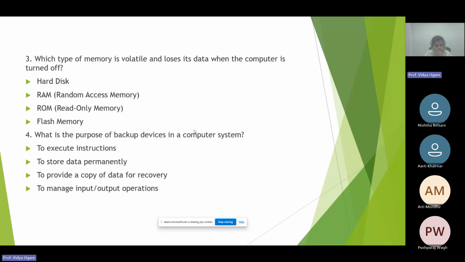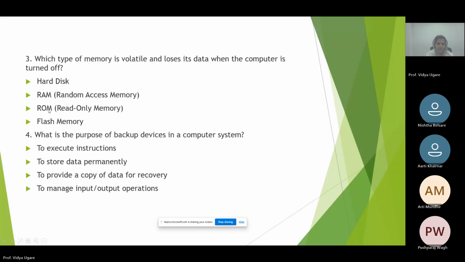Then next question. Which type of memory is volatile and loses its data when the computer is turned off? Can someone tell me whether it is hard disk, RAM, ROM, or flash memory? What do you mean by flash memory? RAM. Yes, the answer is correct. Flash memory means your pen drive, so that is also not a volatile memory. Here the volatile memory is RAM, random access memory.